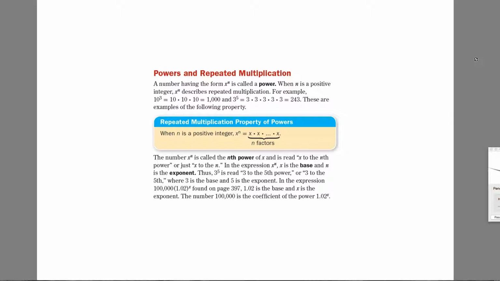Powers and repeated multiplication. Raising a number to a power is a repeated multiplication. In the example here, we have 10 raised to the third power, or 10 to the third, and that is equal to 10 times 10 times 10, or 1,000. We have 3 to the fifth power. That's 3 multiplied times itself, and there's 5 of them: 1, 2, 3, 4, 5. So powers is a repeated multiplication. Something raised to a power has that base, 10 to the third power, 3 to the fifth power.